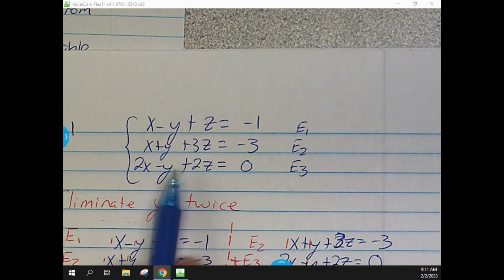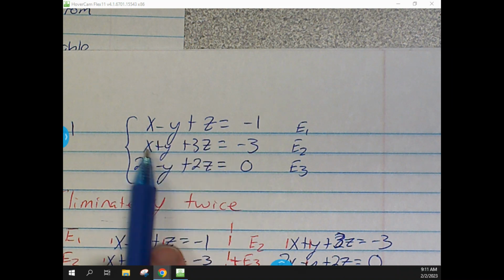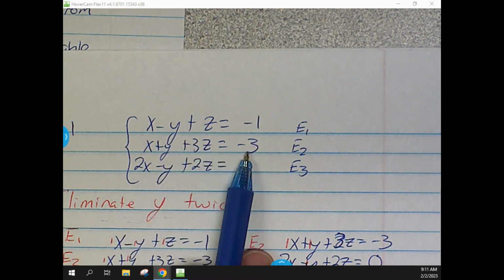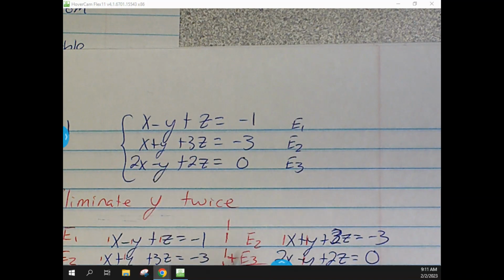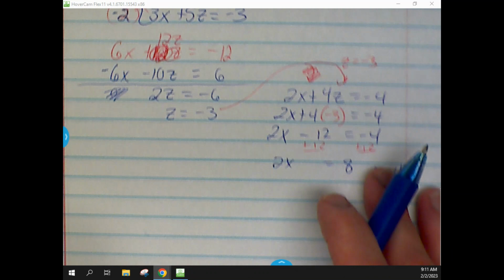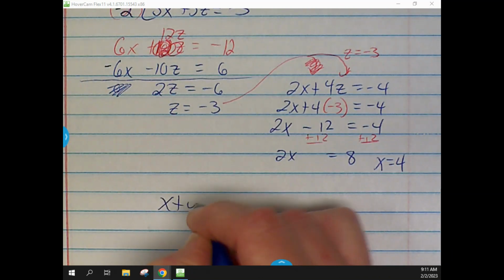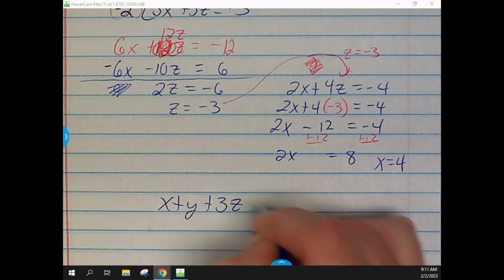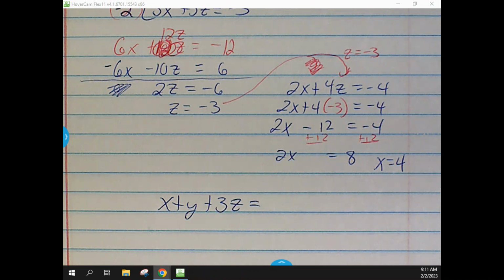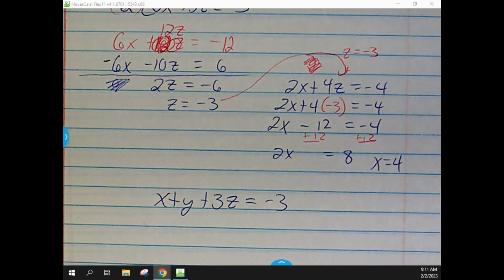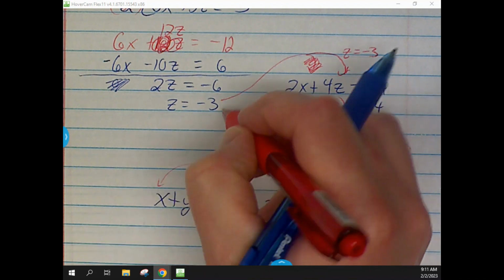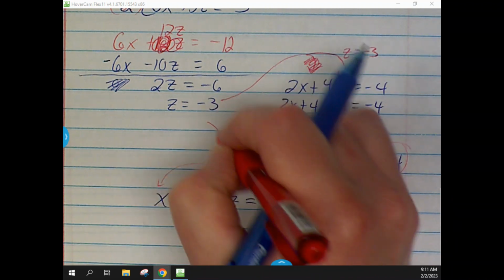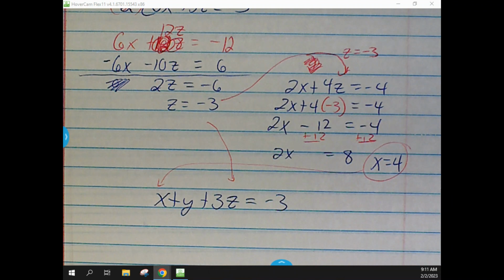If you don't like negatives, then you may look at this and go, all right, I'm going to pick this one because I've got x plus y plus 3z equals negative 3. Somebody may look at this one and go, well, this is equal to 0, so I'm going to go here. It doesn't matter. You just pick one of these three equations and plug it back in. So we got x plus y plus 3z equals negative 3. We're going to plug in the x equals 4. And then z equals negative 3.